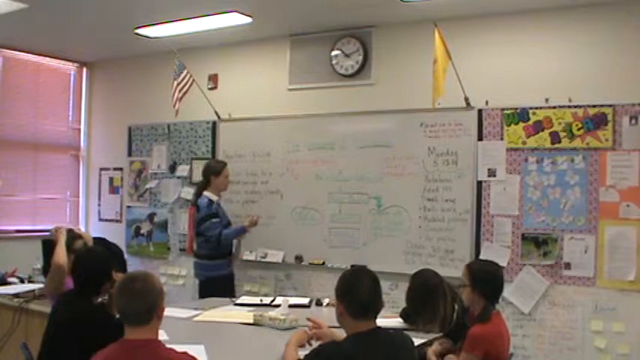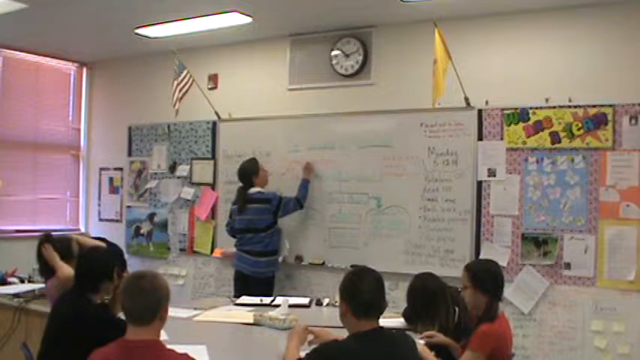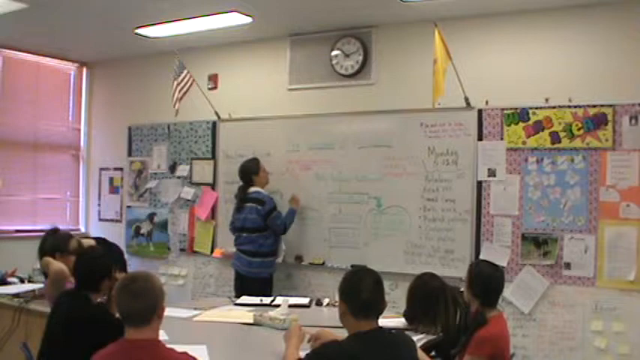Cyst. You look on your sheet. What does it say for cyst? Bladder. It doesn't have to be your urinary bladder. It can be any kind of bladder. A bladder is just a sac. Okay.